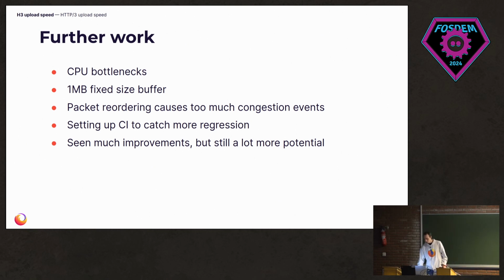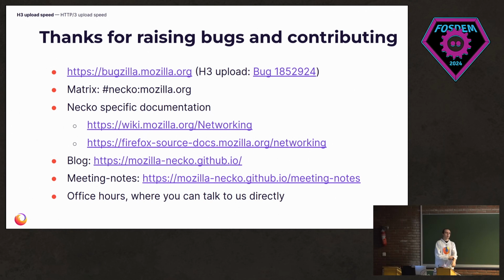And a lot of this was in cooperation with contributors reporting bugs. One specific bug is the HTTP3 upload speed bug. If you want to take a look at our work there, you can follow the investigations there. You can reach us at the Matrix channel if you want to get in contact with the NECO team. We have NECO-specific documentation also about creating logs.